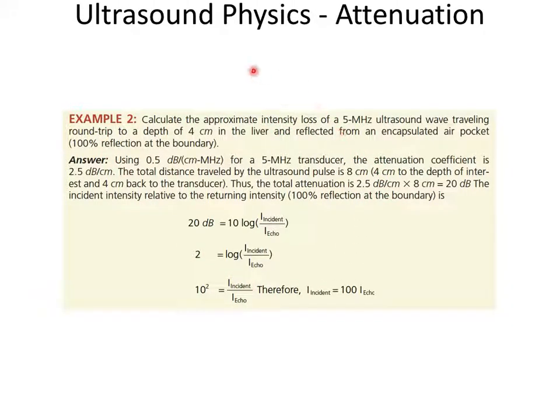So here's an example problem. I encourage you to go through this problem and work it through, and then there's probably other problems in this textbook on this. So the loss: a 5 megahertz ultrasound wave traveling round trip to a depth of 4 centimeters in the liver and reflected from an encapsulated air pocket. So they're saying, let's just assume we get 100% reflection at a 4 centimeter depth. Right? And then you ask, well, what's the amplitude if everything goes right? I put in I naught as my amplitude of the sound wave, and it's reflected 100% at the air pocket. That round trip, what's the amplitude of it when it gets back to my transducer?